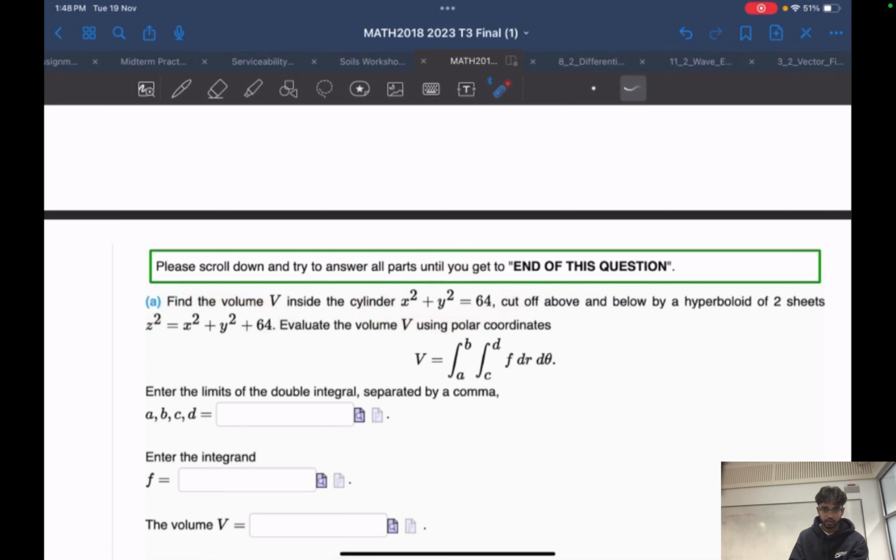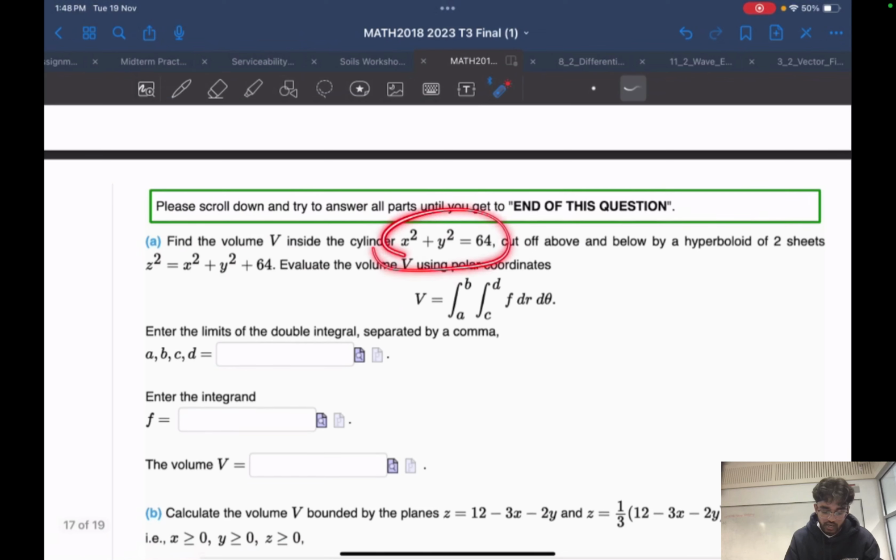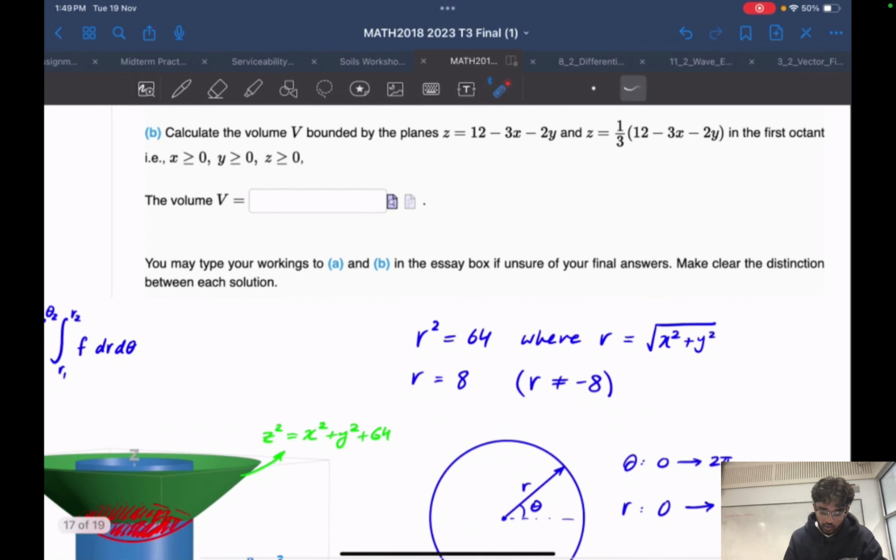And because this is a constraint, our limits will be constrained by this function over here, right? So we know that r is equal to the square root of x squared plus y squared, so r squared is equal to 64, and therefore r is equal to 8. The reason r can't equal negative 8 is because it's a radius, a length. You can't have a negative length. It can point in the opposite direction, but the actual length isn't minus 8. Also, r is equal to the positive square root of x squared plus y squared, so you can't even get a negative here anyway, because a square root can't be negative, right?